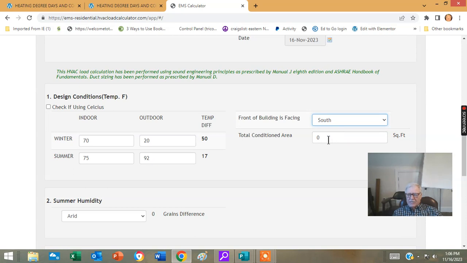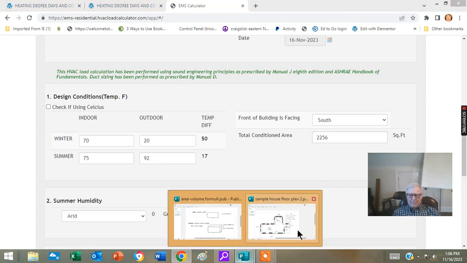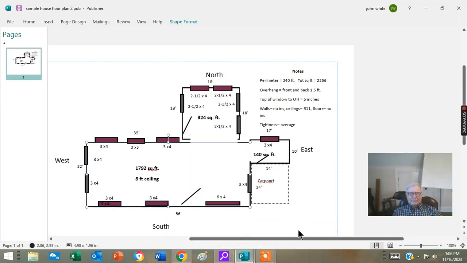And then it's asking you what is the total square footage of the house. 2,256 square feet is the square footage of the house. By the way, here's your house right here. This section right here is 32 feet by 56 feet, and that's 1,792 square feet. This section up here is 18 feet by 18 feet, which is 324 square feet.